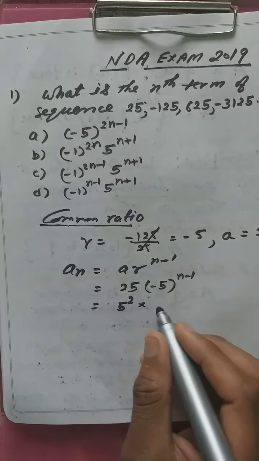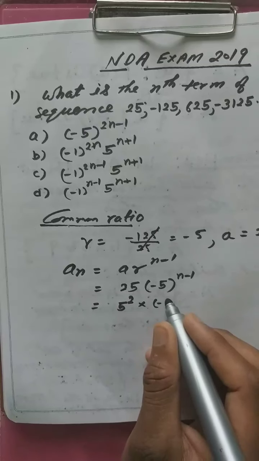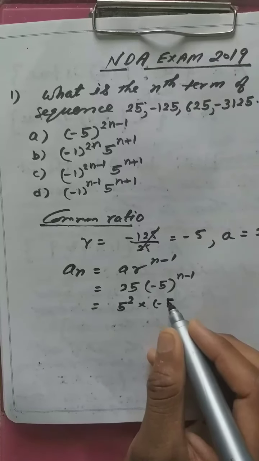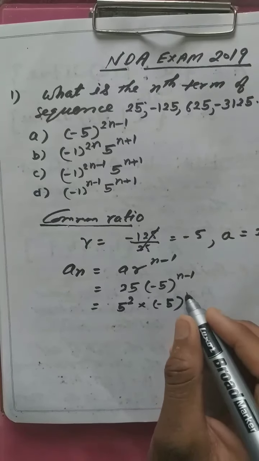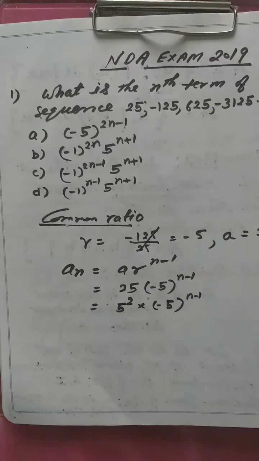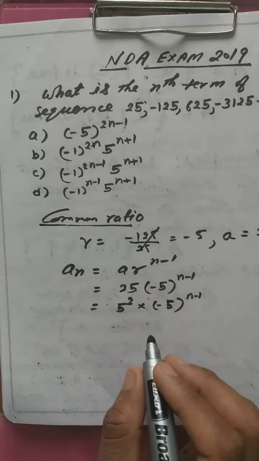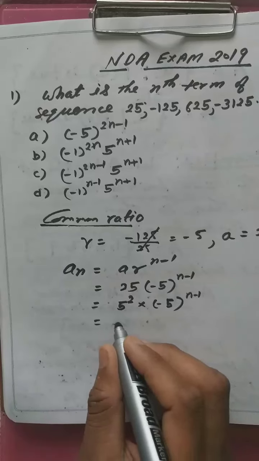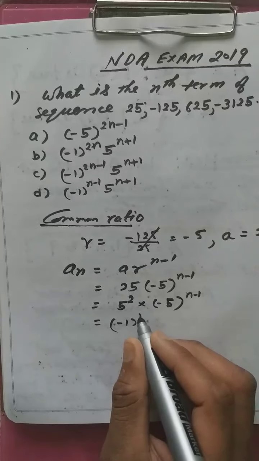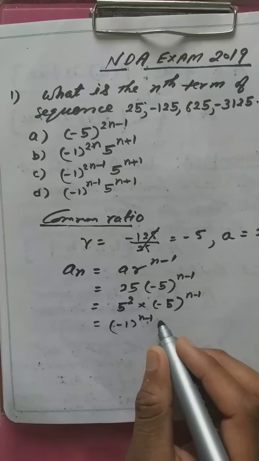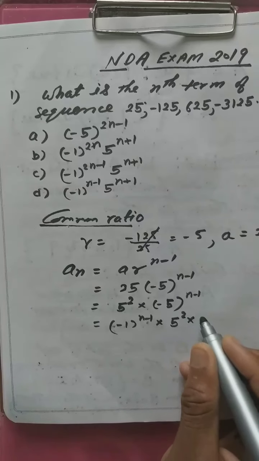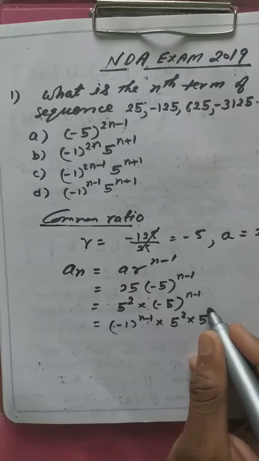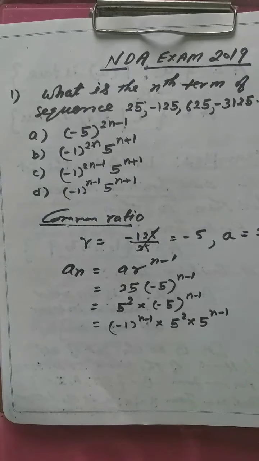5 square into minus 5 to the power n minus 1. Right? Means minus is equal to minus 1 to the power n minus 1. You will rearrange it into 5 square into 5 to the power n minus 1. Right?